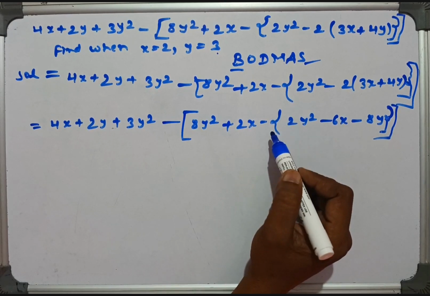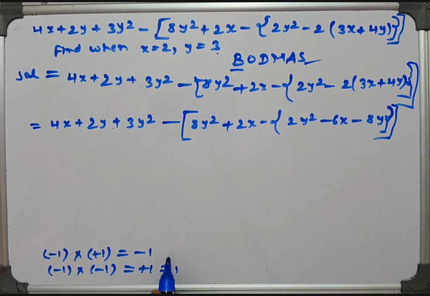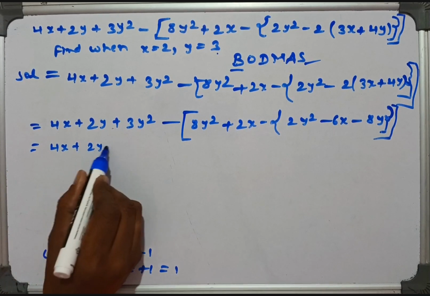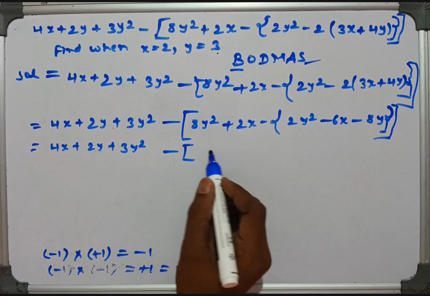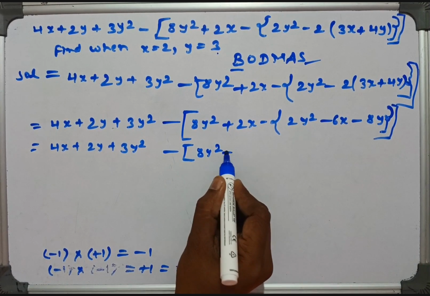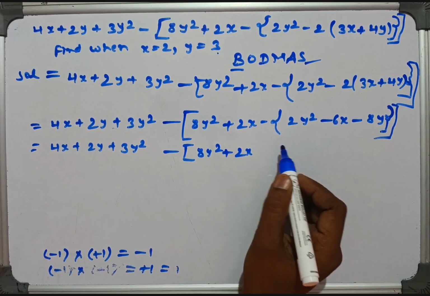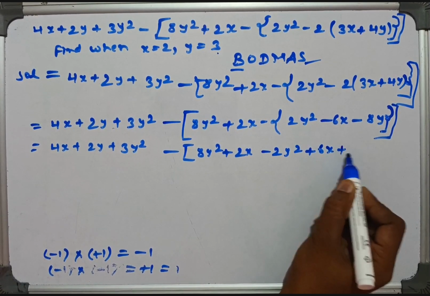Okay, where I have taken different cases, minus 1 into plus 1 equal to minus 1. When minus 1 into minus 1, this becomes plus 1 or 1. Okay guys, so this one becomes 4x plus 2y plus 3y square minus sign. Okay, now 8y square plus 2x. Now see here what we write, minus 2y square plus 6x plus 8y.